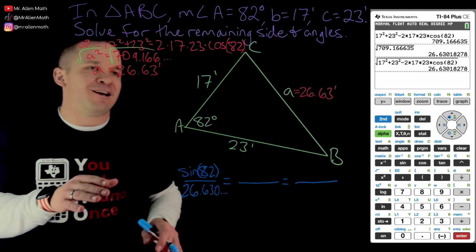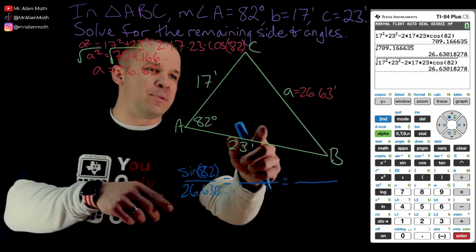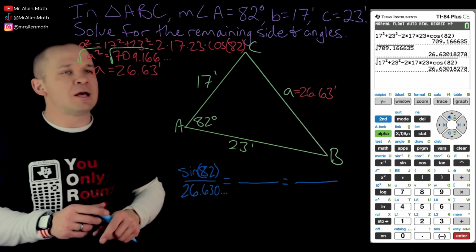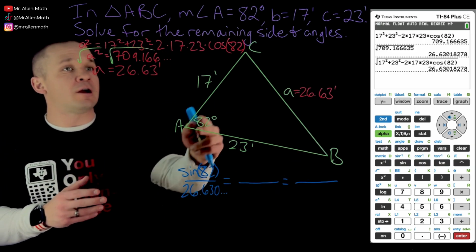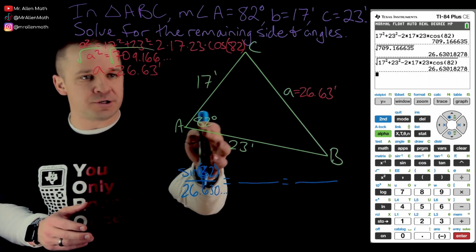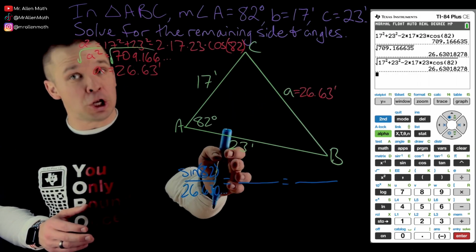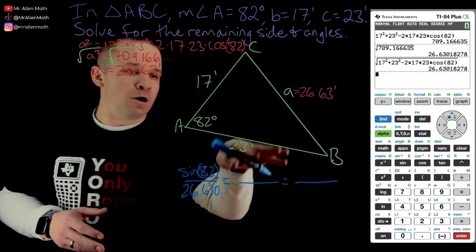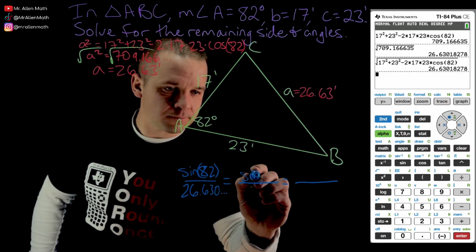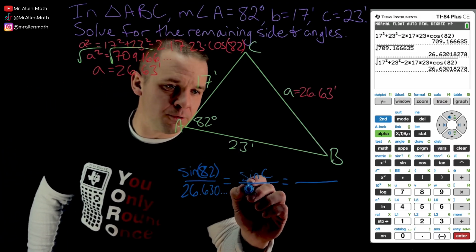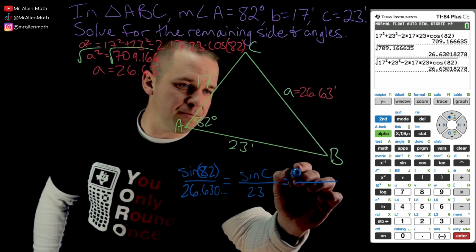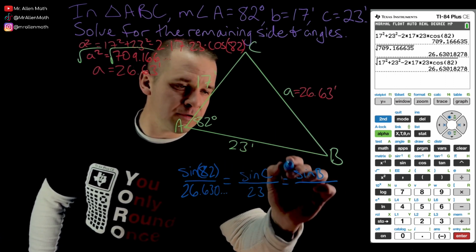All right, now, let's see here. Are we going to solve for B or C? I'm going to go with C right now. It should be my second largest angle. That is the largest angle because it's across from what looks like the largest side, right? So we'll go with C. So sine of C over the 23. And this would be sine of B over 17.